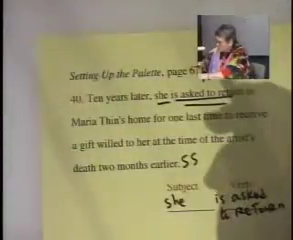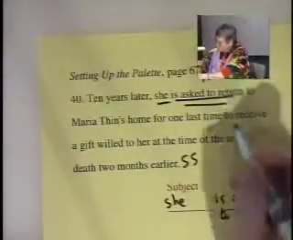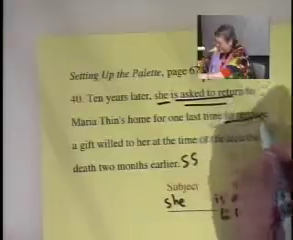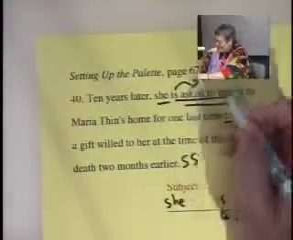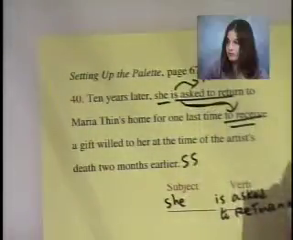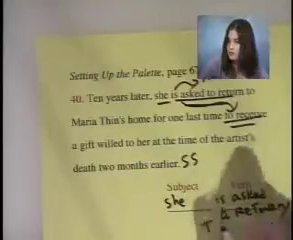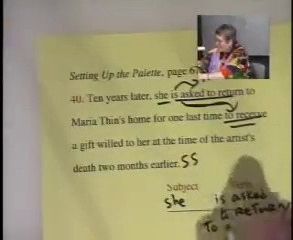Well, the sentence: 10 years later, she is asked to return to Maria Thin's home for one last time to receive a gift willed to her, blah, blah, blah. The subject is she. The verb is asked to return. But can it also be to receive? Yes, exactly. And your is would pull it over on both. But I thought to receive a gift is going to be the infinitive phrase.